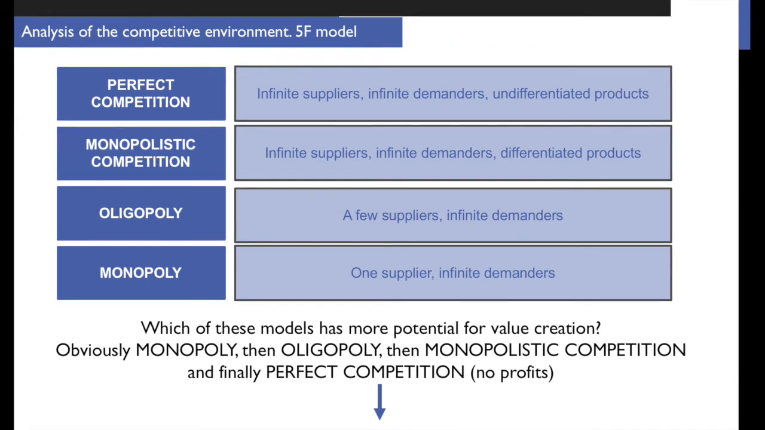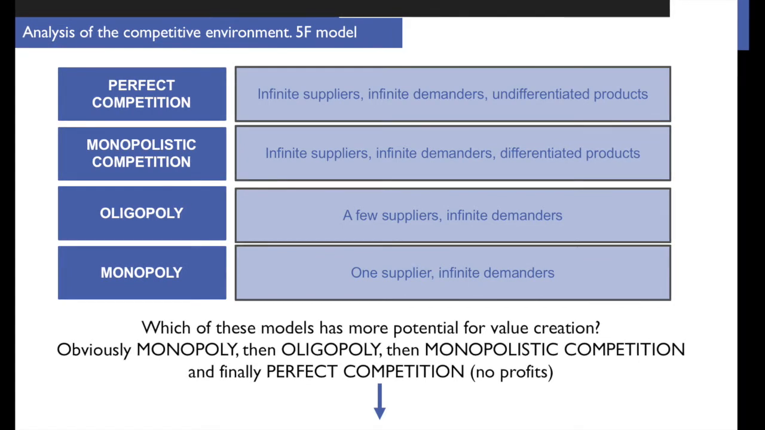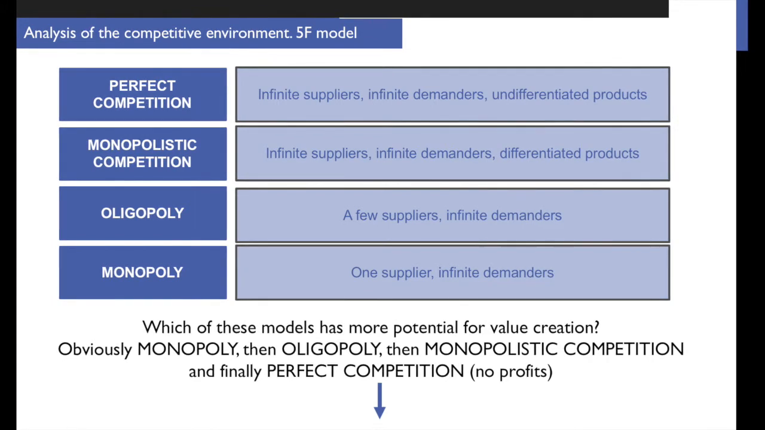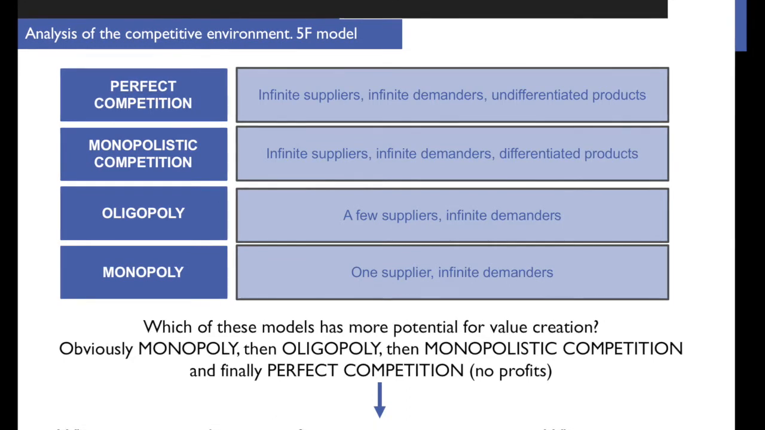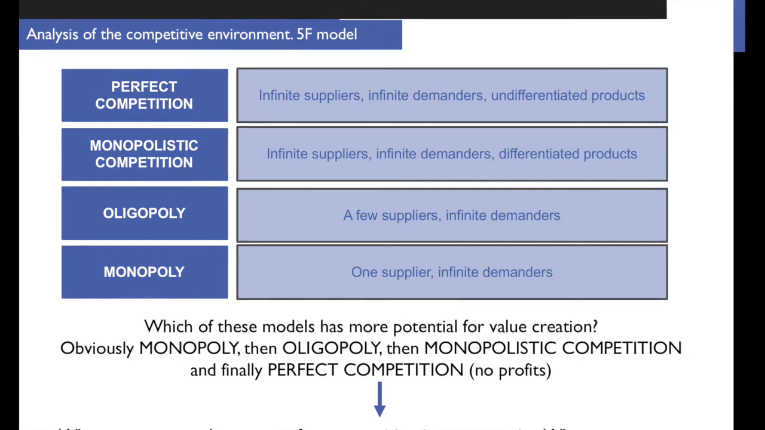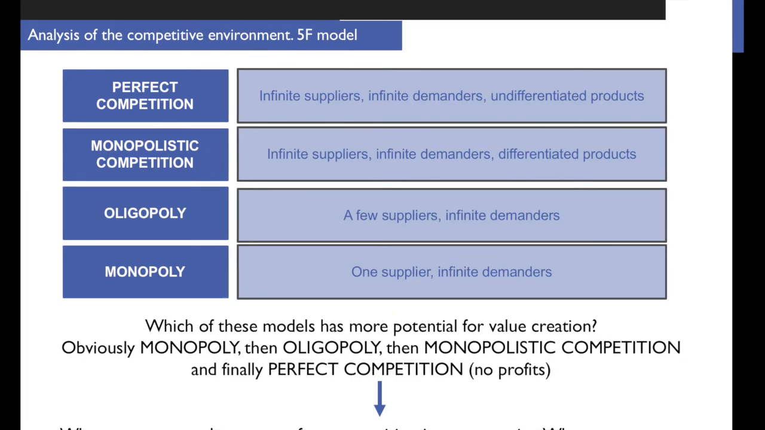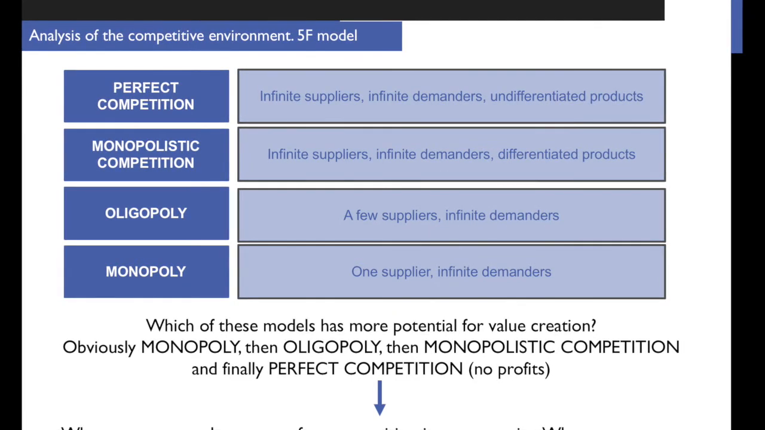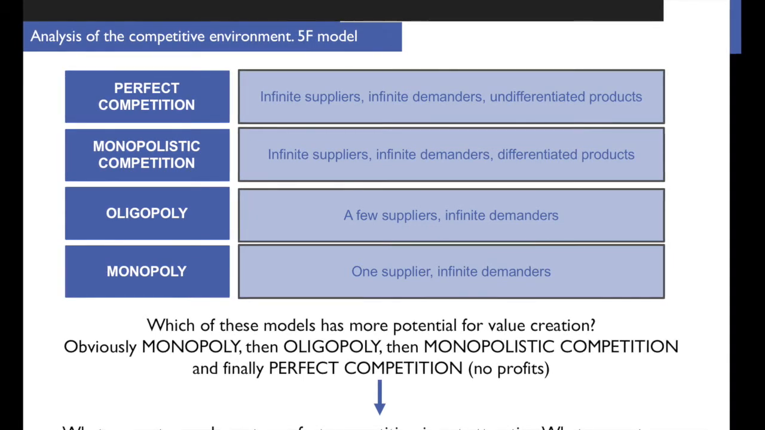On the other hand, on the opposite side of the picture, we have perfect competition. Under perfect competition, we have infinite suppliers, infinite demanders, and all the products are perfect substitutes for each other. The products are undifferentiated. In the extreme, they can be considered commodities. For instance, a ton of copper wire is exactly equal to any other ton of copper wire.